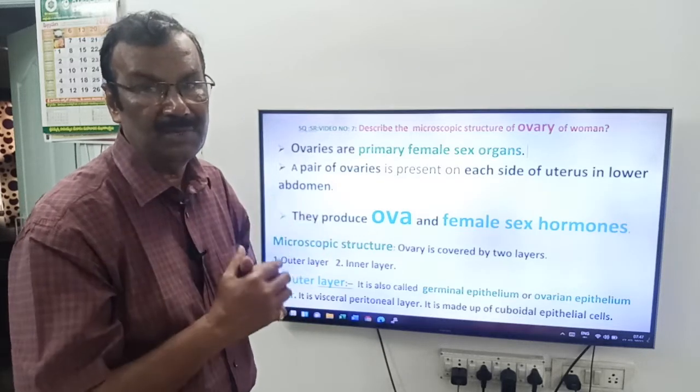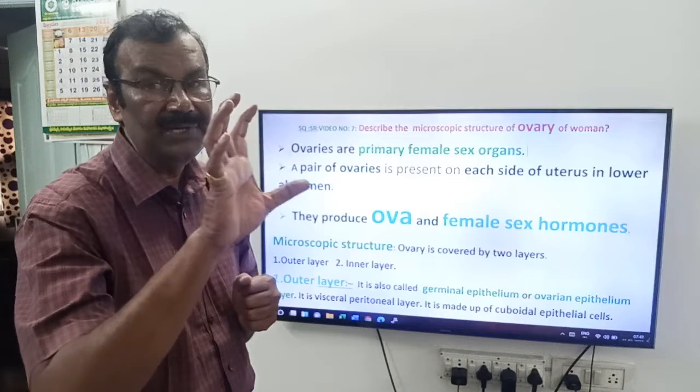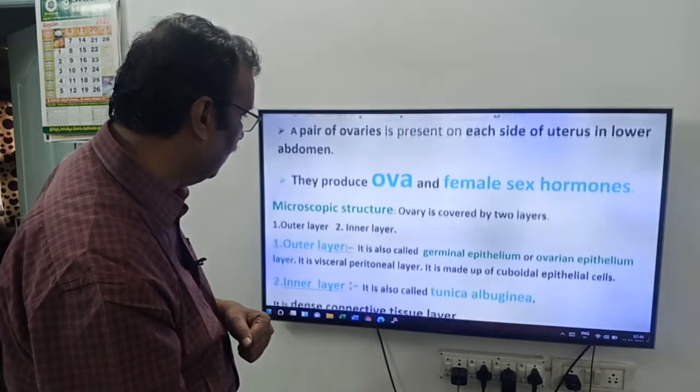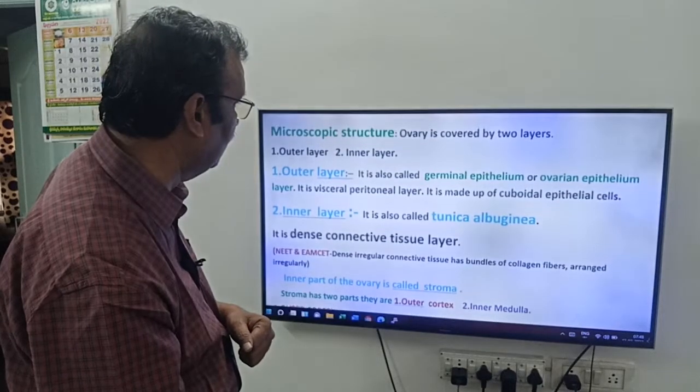What are female sex hormones, friends? Estrogen and progesterone. Please remember it, don't forget to write it in the exam. Okay, friends. Now come to the microscopic structure of the ovary.